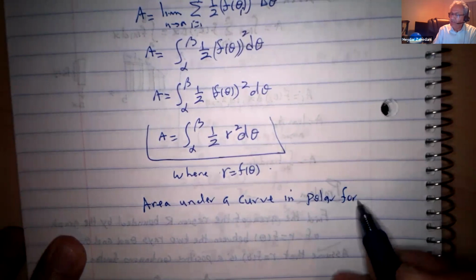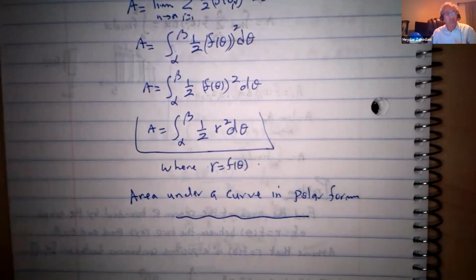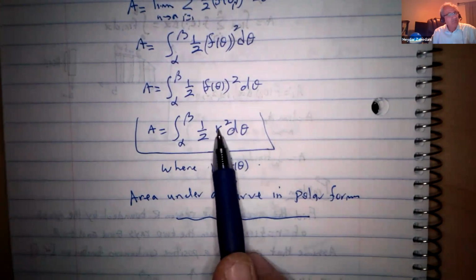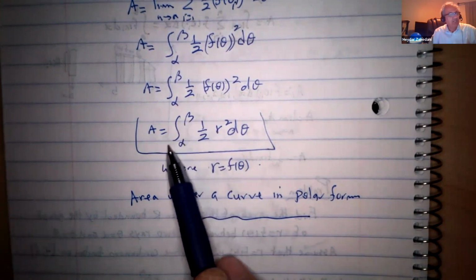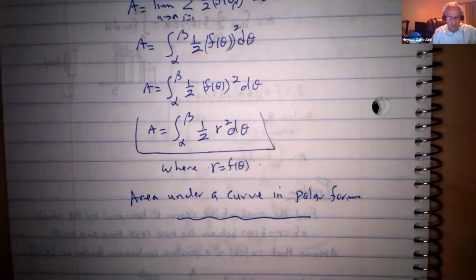It's used quite a lot in physics, in calculus 3, and quite a lot in geometry, so you have to know the formula. The function would be given to you, and you have these limits, and you just substitute, take the integral with respect to theta, and then you're done. So that's going to be the area under one curve.